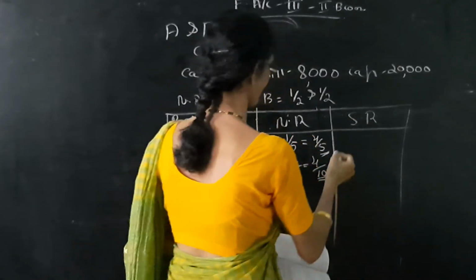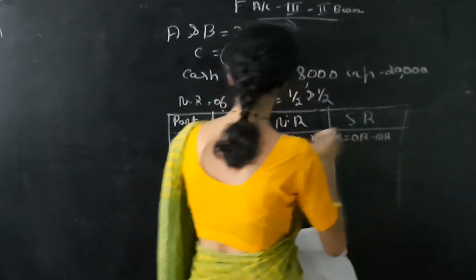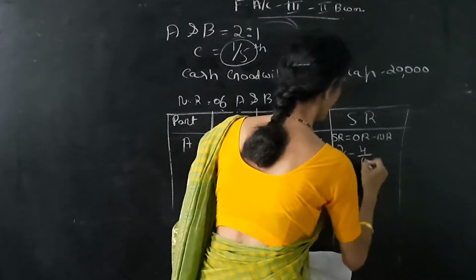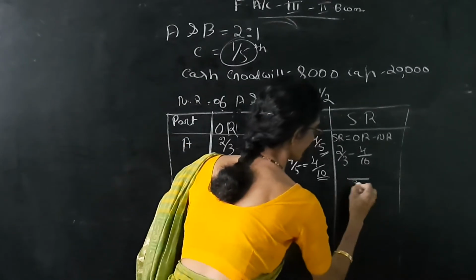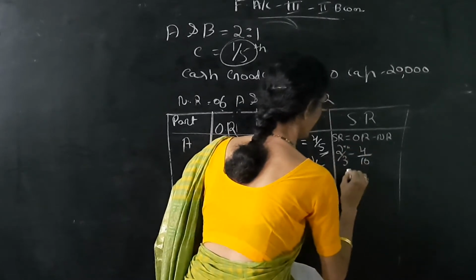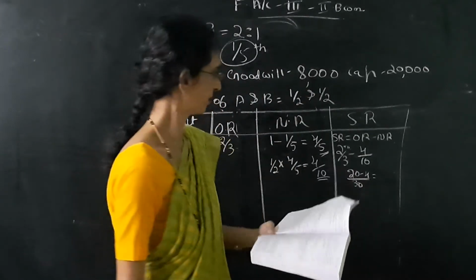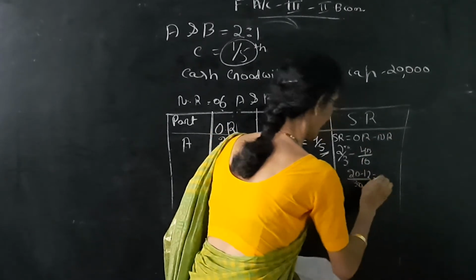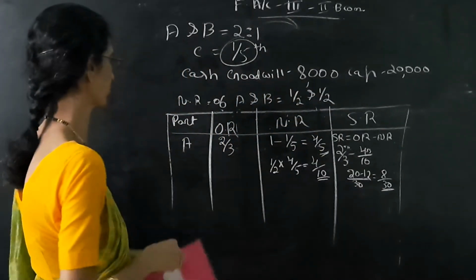Then we have to calculate the sacrifice ratio. Sacrifice ratio is equal to old ratio minus new ratio. So old ratio is 2 by 3 minus his new ratio 4 by 10. The common denominator is 30. 3 into 10 is 30, so 2 into 10 is 20, minus 3 into 4 is 12. So 8 by 30 is the sacrifice ratio of A.